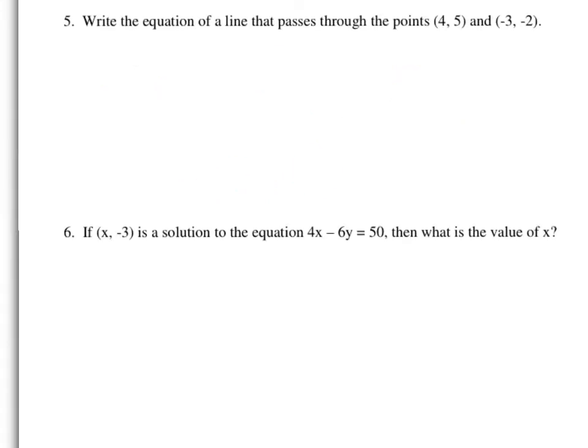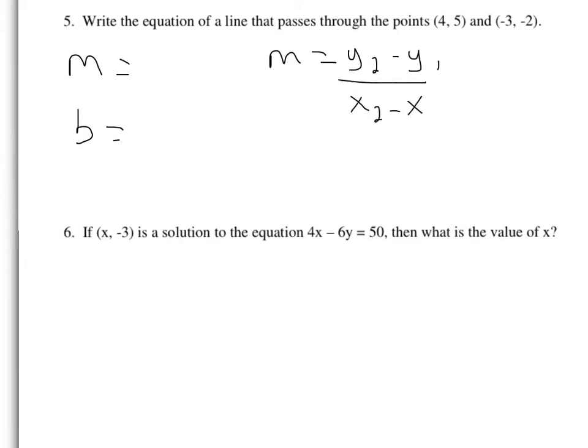Number 5, write the equation of a line that passes through the points (4, 5) and (negative 3, negative 2). In order to write an equation, I have to have two things. I have to know the slope and the y-intercept. So m is our slope, b is our y-intercept. To find slope, we need to find out what's the change in the y over the change in the x. So to do that, we use the slope formula. m equals y2 minus y1 over x2 minus x1.